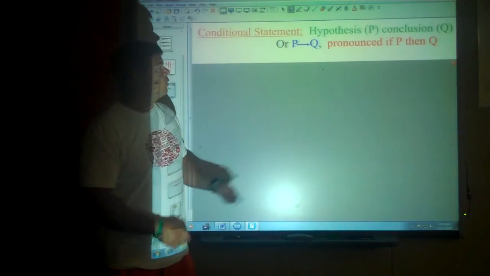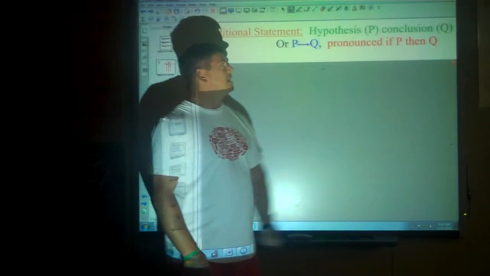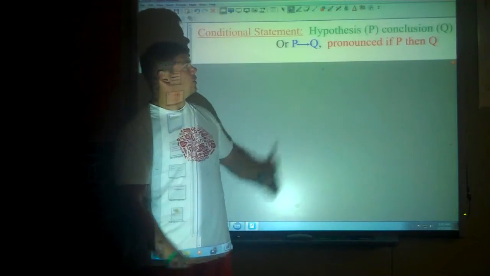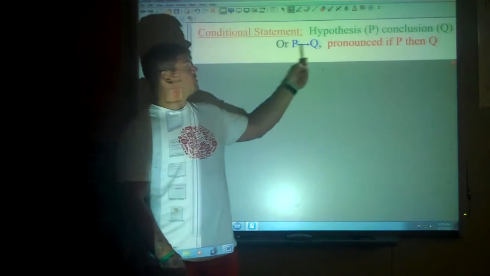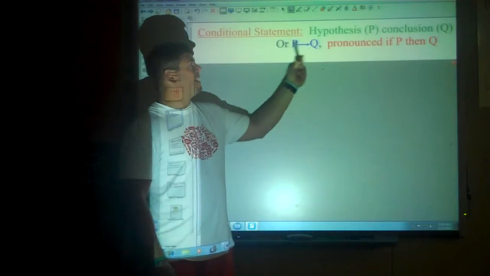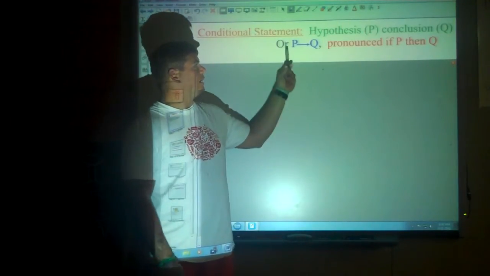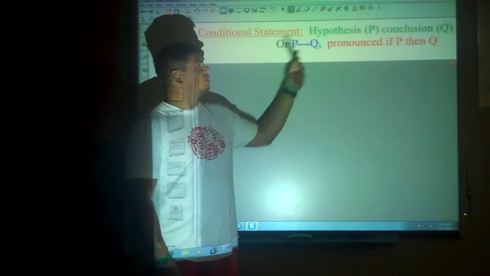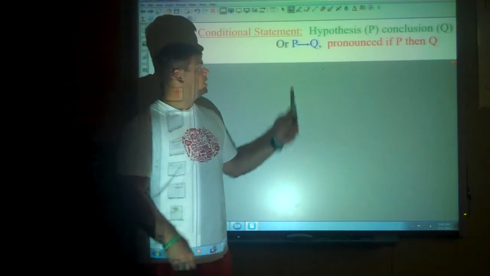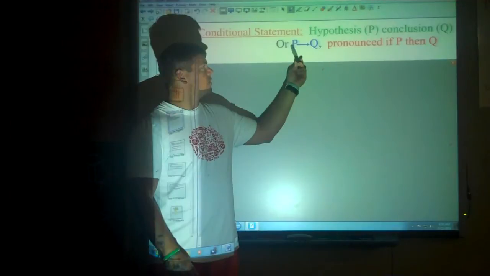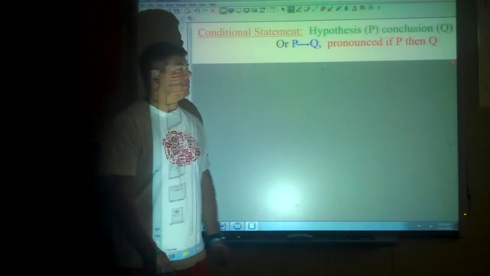That hasn't changed. We'll refer to the hypothesis as P and the conclusion as Q. So we would pronounce this symbol. This is the symbol for any conditional statement, hypothesis, then Q. It would be pronounced if P, then Q. So it's still in if-then form. If the hypothesis happens, then Q will happen.